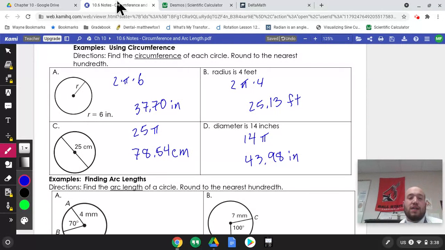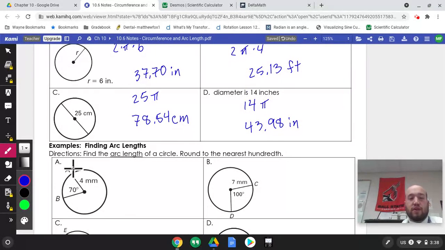Okay, now sometimes we are looking just for an arc length. So for example, here from A to B, I don't want to know the whole way around. I could find the whole way around: 2 times pi times r, so 2 times pi times this 4 would tell us the whole way around. But we just want this part of it.